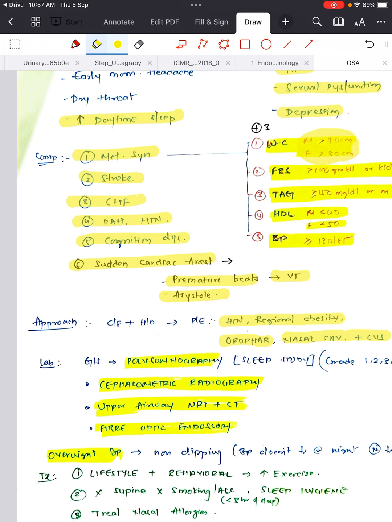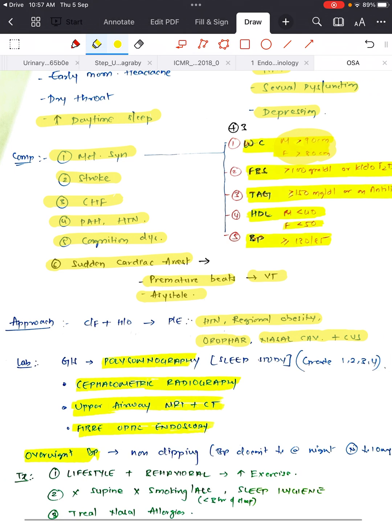In lab, what you will check: the gold standard to diagnose obstructive sleep apnea is polysomnography, also called a sleep study. There are different grades, grade 1, 2, 3, 4. Grade 1 is done under supervision.